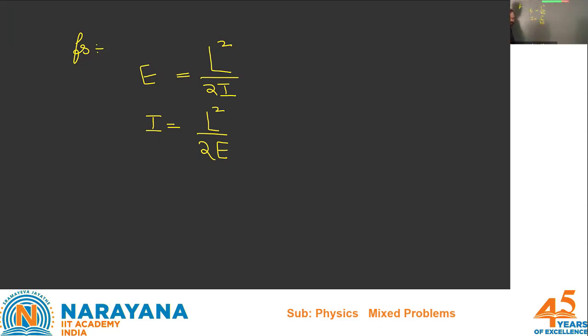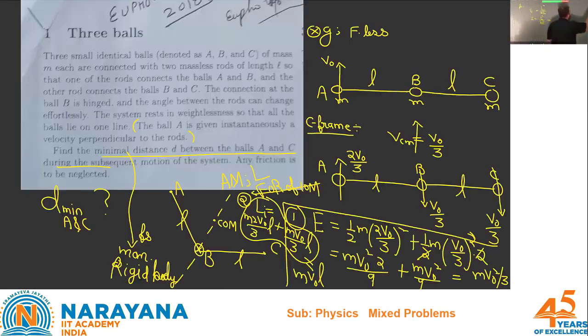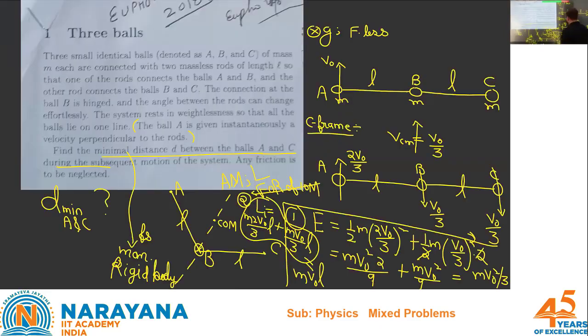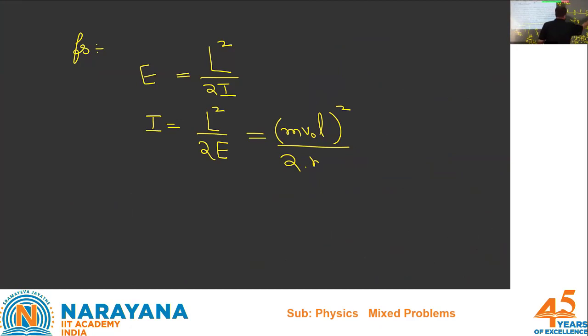Good enough? And that changes the problem, because L I already know is constant in this problem, which is m v naught L. So this becomes (m v naught L) whole square, upon twice of E. And what is E in this problem? That will become m v naught square divided by 3. So if you look into this expression, this comes out as 3 by 2 m L square. Observe that. Your moment of inertia comes out as 3 by 2 m L square.